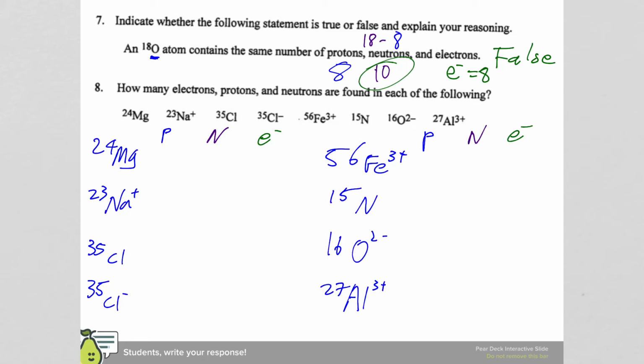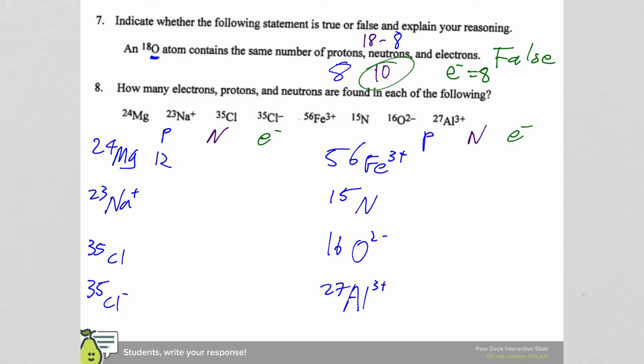Next up, number 8. You're going through using the periodic table to determine how many protons, neutrons, and electrons each of these elements has. So for example, magnesium is number 12. So you should be able to do number 12 here. The number of neutrons will be the mass number subtracted by the number of protons, rather.